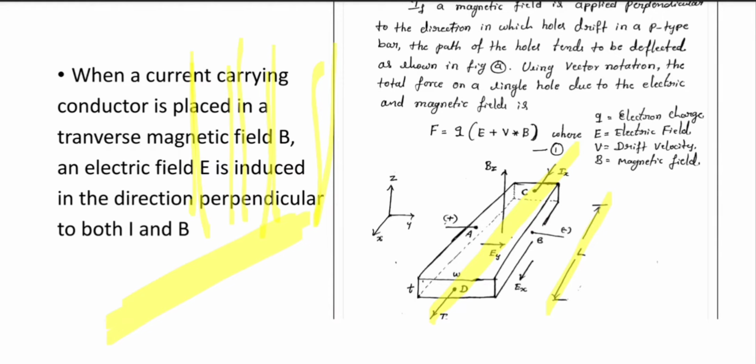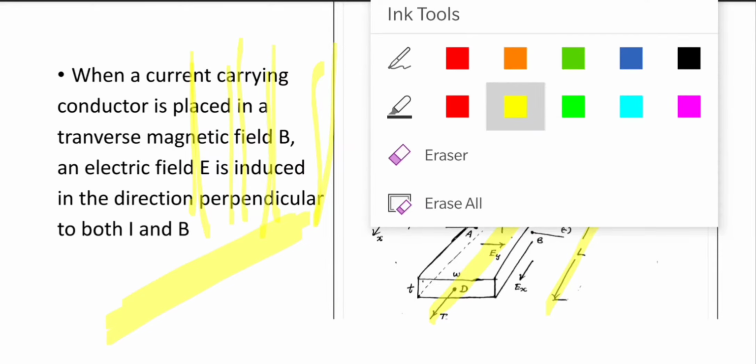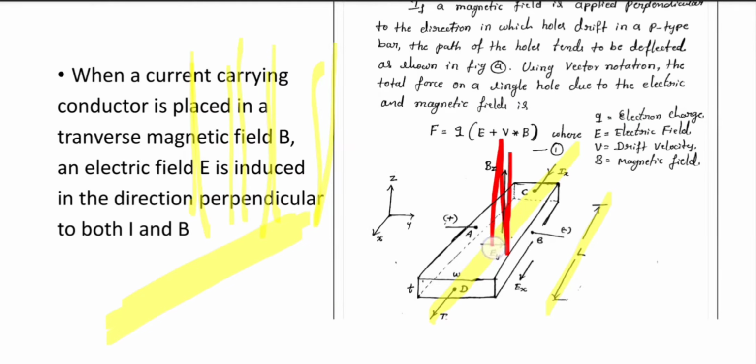So when the semiconductor is placed in a transverse magnetic field, meaning a perpendicular magnetic field B, the Hall effect says that an equivalent electric field will be generated and it will be perpendicular to both the x and z direction. So in this perpendicular way, in the y direction an electric field is generated. You can see the definition here.